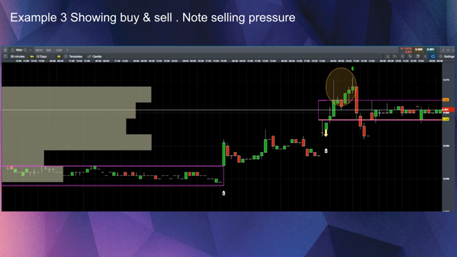There was some selling pressure which happened, but now the stock is going up. I think it went up to 8.3 today. So this is just for illustration purposes only.